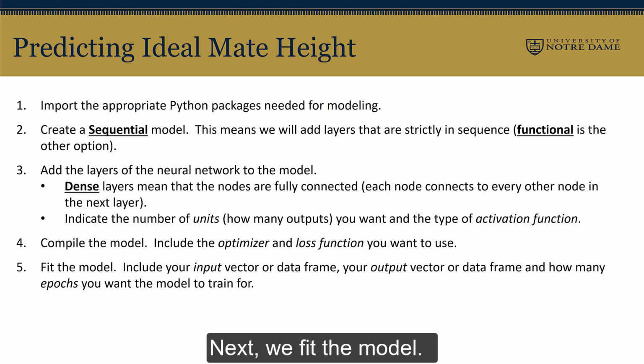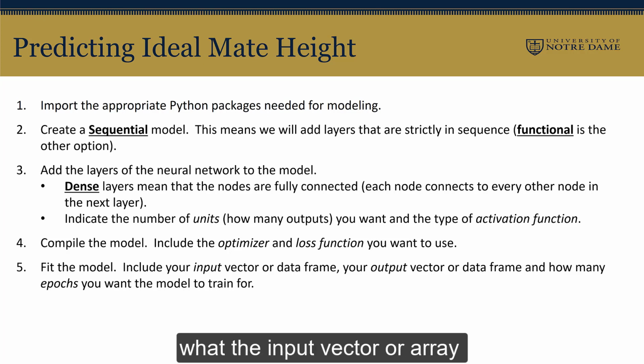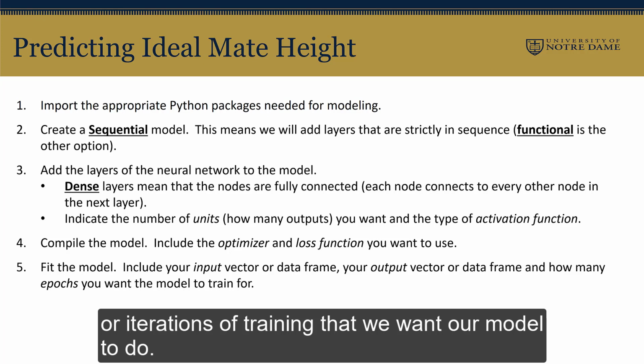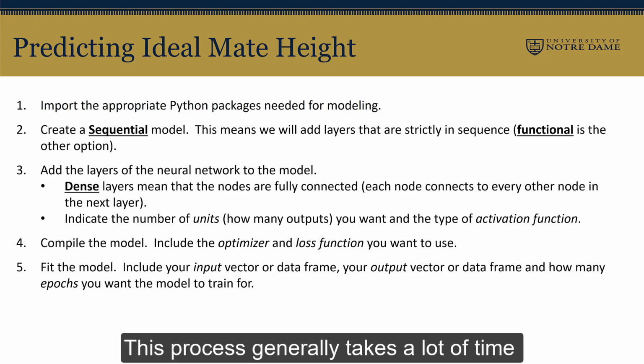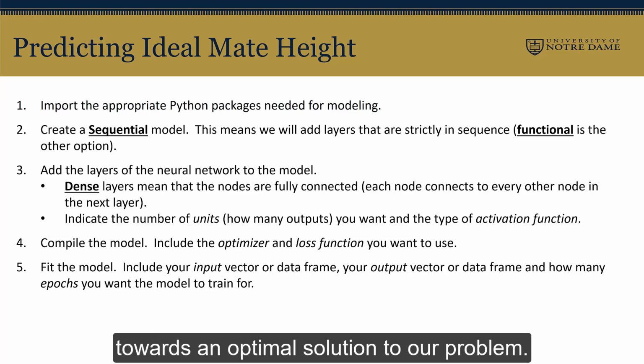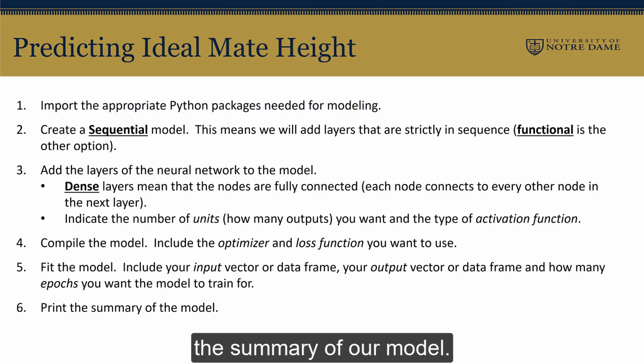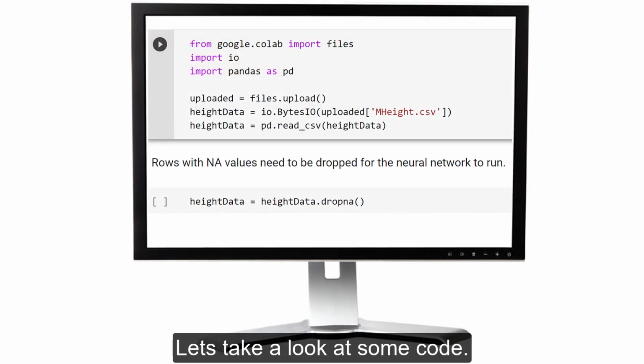Next, we fit the model. In this step, we're indicating that our model is ready to be built. We need to tell the software what the input vector or array will be, the output vector or array, and finally the number of epochs or iterations of training that we want our model to do. This process generally takes a lot of time as we wait for the software to work towards an optimal solution to our problem. Once this is completed, we can print the summary of our model. Let's take a look at some code.